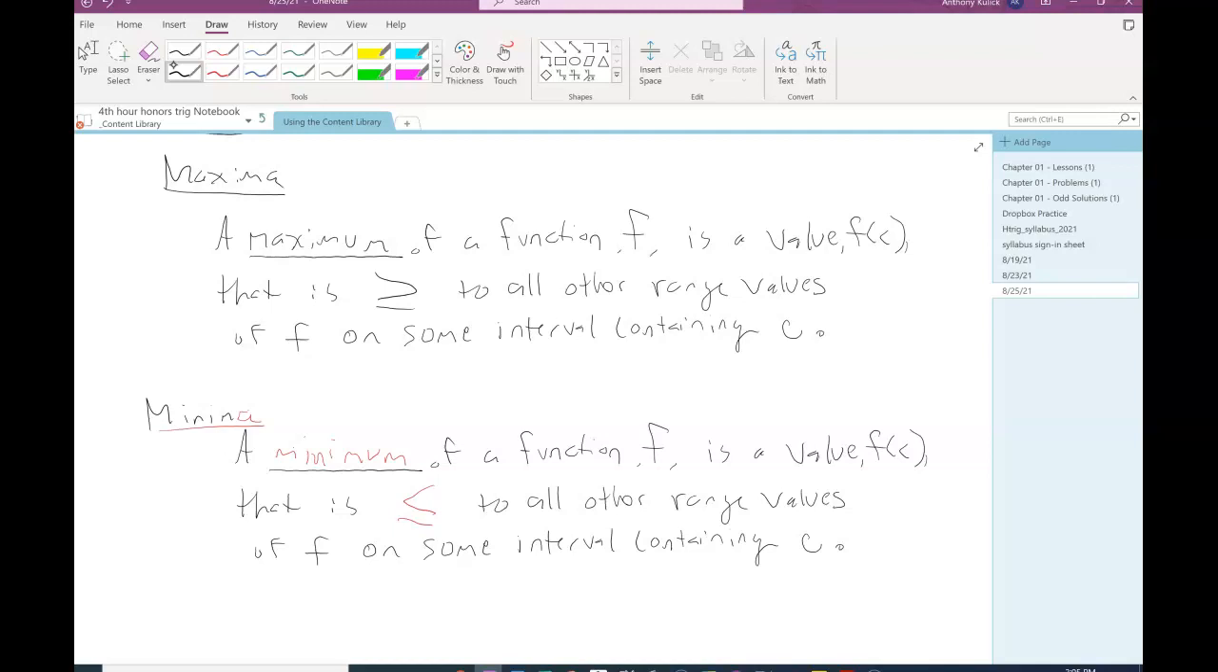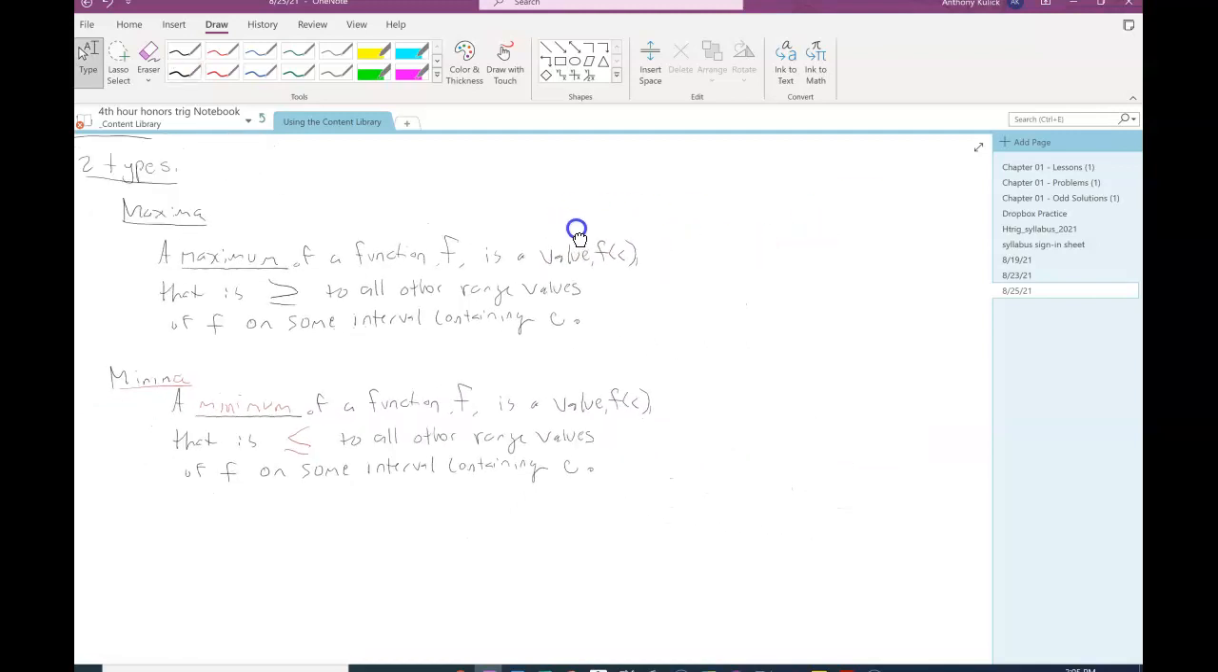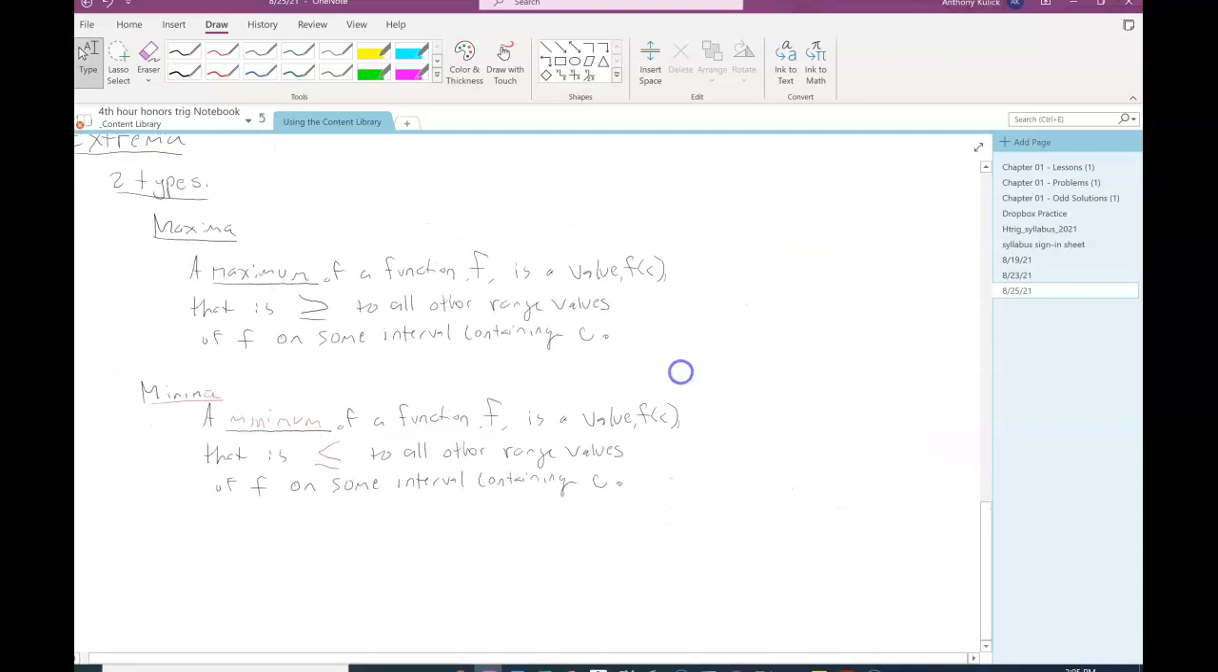All right. So worth mentioning here for maxima and minima, there's really two types of each of these. There's the global or absolute.